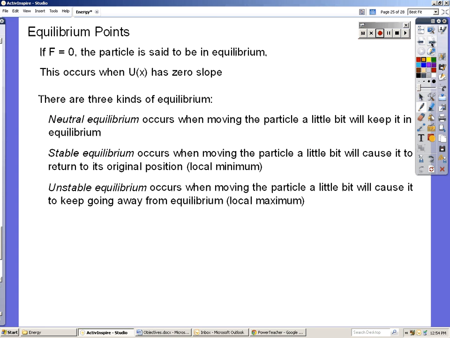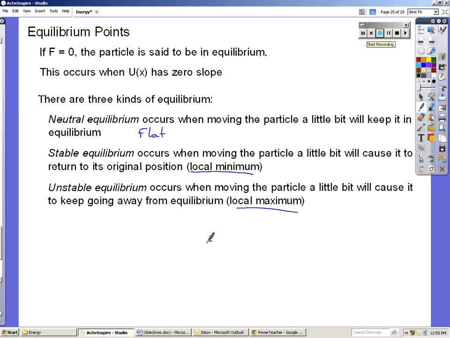So recap, neutral equilibrium, the graph is flat. Stable equilibrium, graph is a local minimum. Unstable equilibrium, the graph is a local maximum. You should be able to look at one of these graphs of potential energy and tell, okay, where are the equilibrium points? For a particle with a given total energy, where are the turning points? And then describe qualitatively the motion of the particle as it moves under the influence of this force.